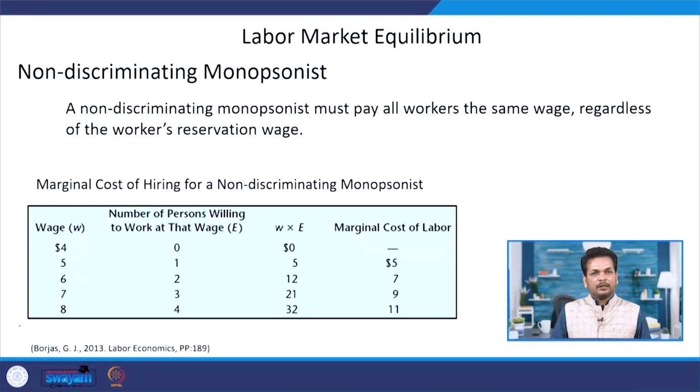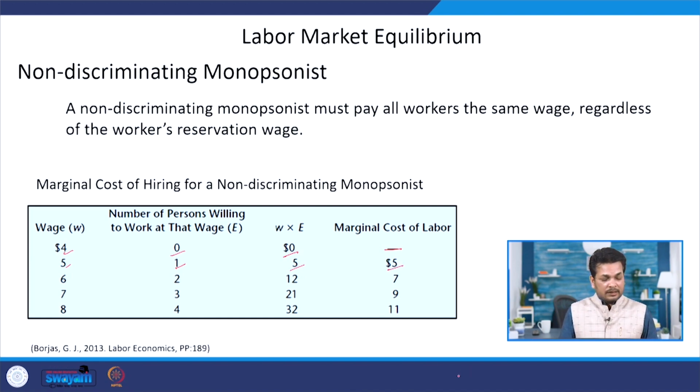Let us take an example of how the marginal cost differs from the total cost of hiring the workers. Here we have taken an example. When the wage rate is 4, no one is willing to work at this wage rate, so the total cost for the firm is 0, and so is the marginal cost. Now, when the firm increases the wage from 4 to 5, one worker is willing to work, and the total cost to the firm is 5 and the marginal cost is also 5.